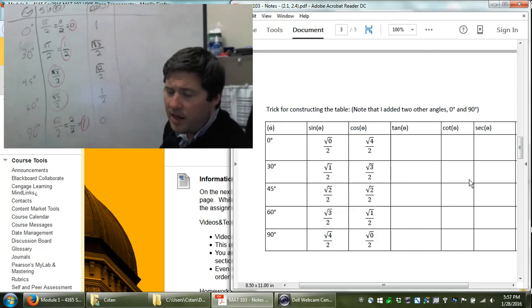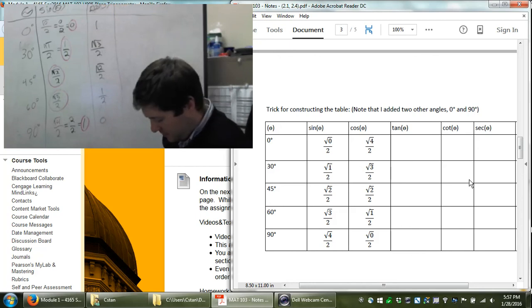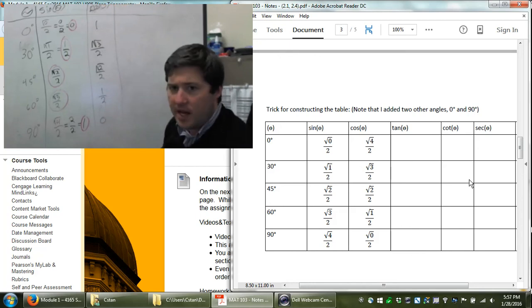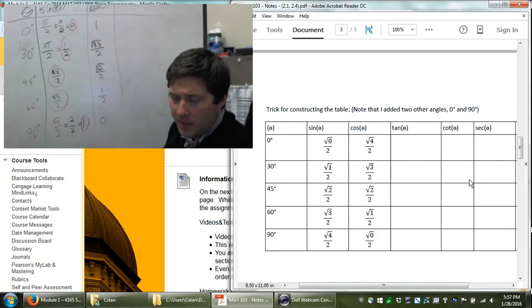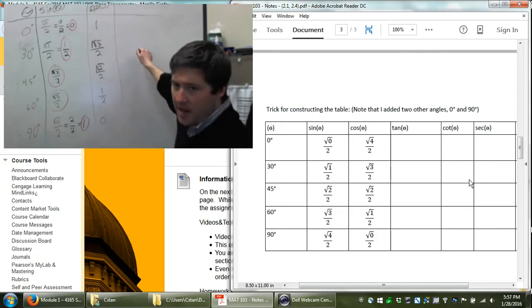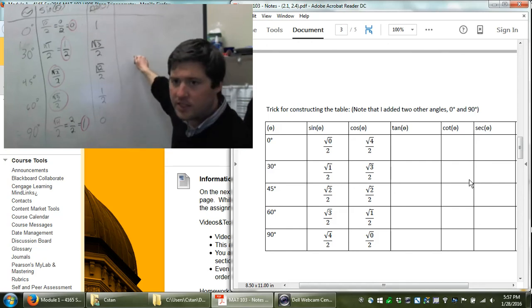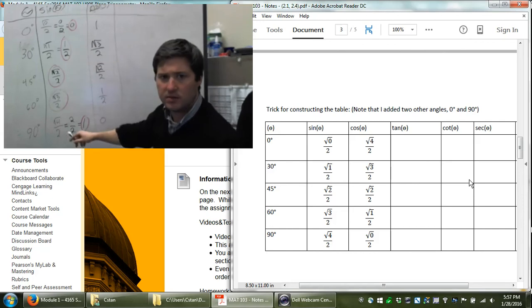Next on our list, the sine of 30 degrees. The square root of 1 over 2. But what's the square root of 1? What number do you multiply by itself in order to get 1? Well, that's 1. I take 1, multiply it by 1, I get 1. There we go. So that one simplified nicely.